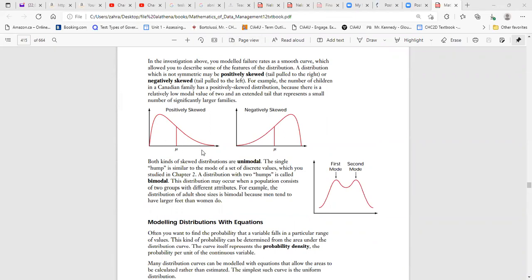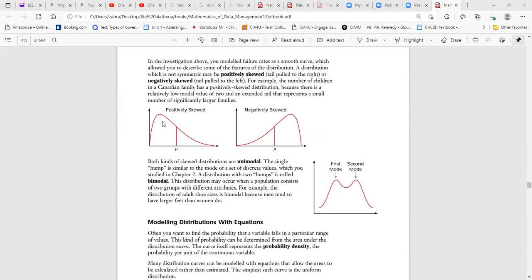Because when we talk about skewness, you have to talk about the narrow end. If the narrow end is on the right, this is skewed to the right. If the narrow end is on the left, it is skewed to the left.